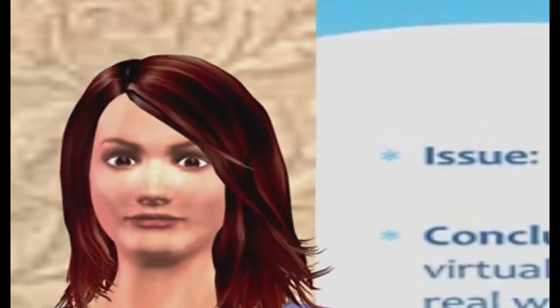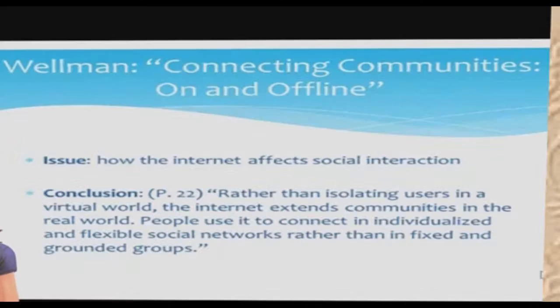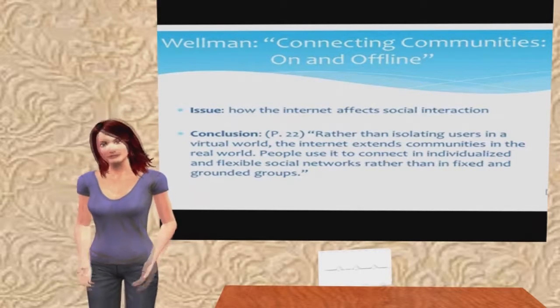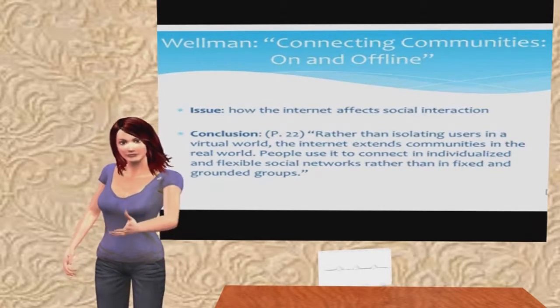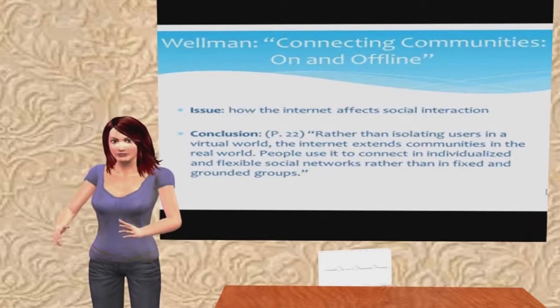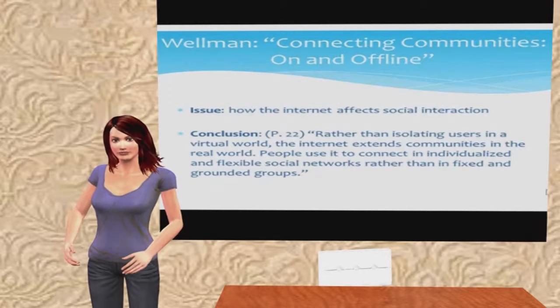this reading. His conclusion that I pulled right from the top of page 22, I love those little summaries they offer in the context reading. They give you some really explicit information about what the author's conclusions are. And here he says, rather than isolating users in a virtual world, the internet extends communities in the real world. People use it to connect in individualized and flexible social networks rather than in fixed and grounded groups. So he is saying quite a lot in that conclusion, right?